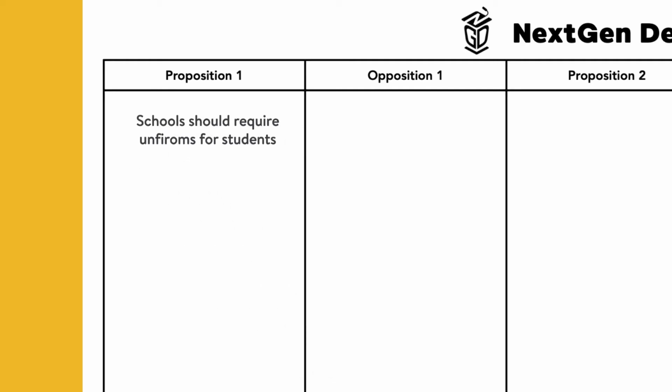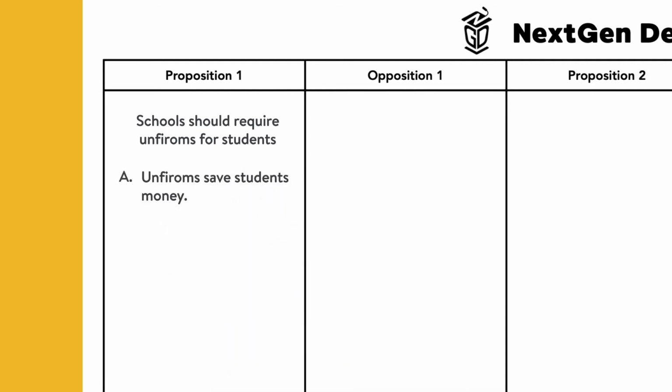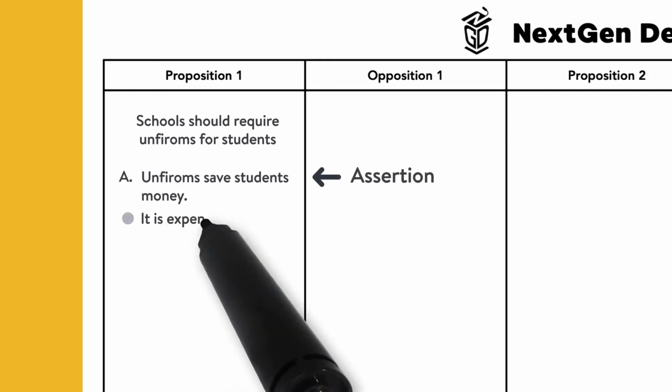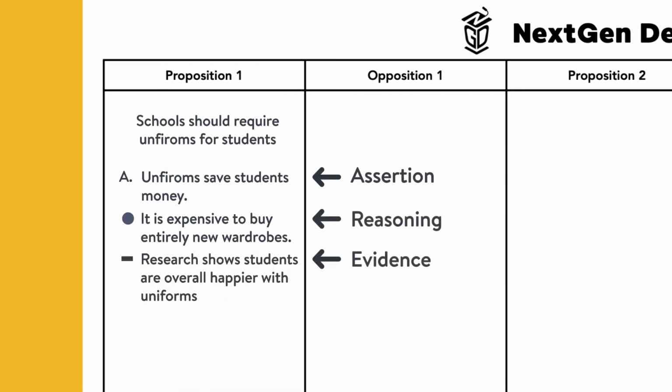In this example, the topic is schools should require uniforms for students. We can see the first proposition's argument is that uniforms save students money. This, however, is just considered the assertion of the argument. Below the assertion, we see a bullet point that transcribes the reasoning to the assertion, followed by a hyphen that shares the evidence provided by the speaker.